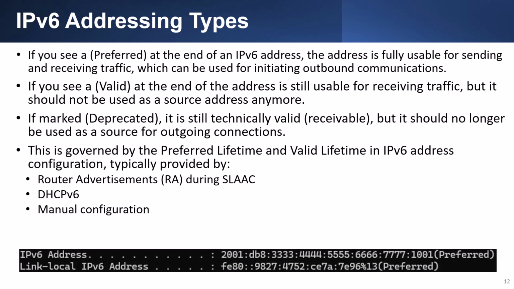If you see "preferred" at the end of the IPv6 address, the address is fully usable for sending and receiving traffic, which can be used for initiating outbound communications. If you see "valid" at the end of the address, it's still usable for receiving traffic, but it should not be used as the source address anymore. If marked "deprecated," it is still technically valid and receivable, but it should no longer be used as the source for outgoing connections. This is governed by the preferred lifetime and valid lifetime in IPv6 address configuration, typically provided by router advertisements during SLAAC, DHCP version 6, and manual configuration.